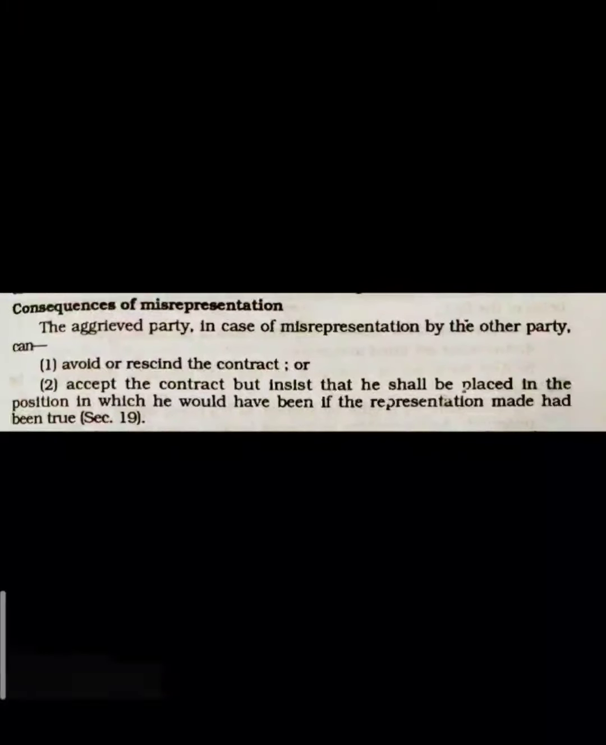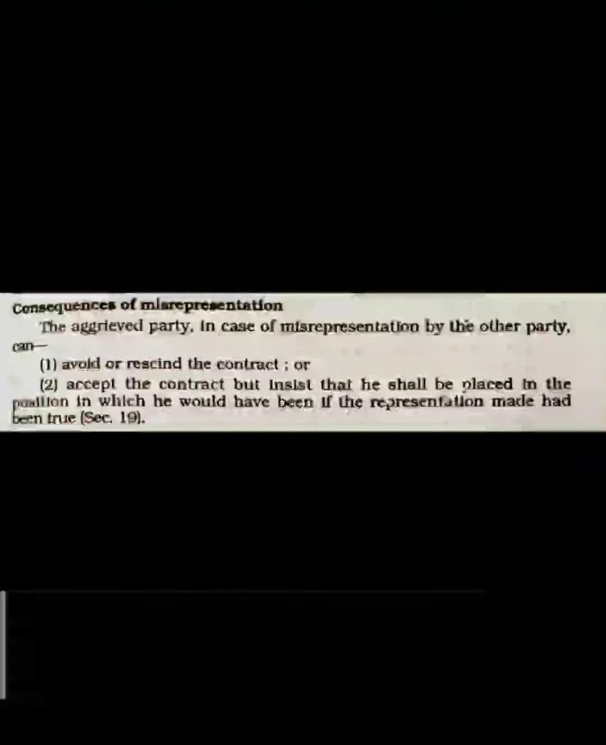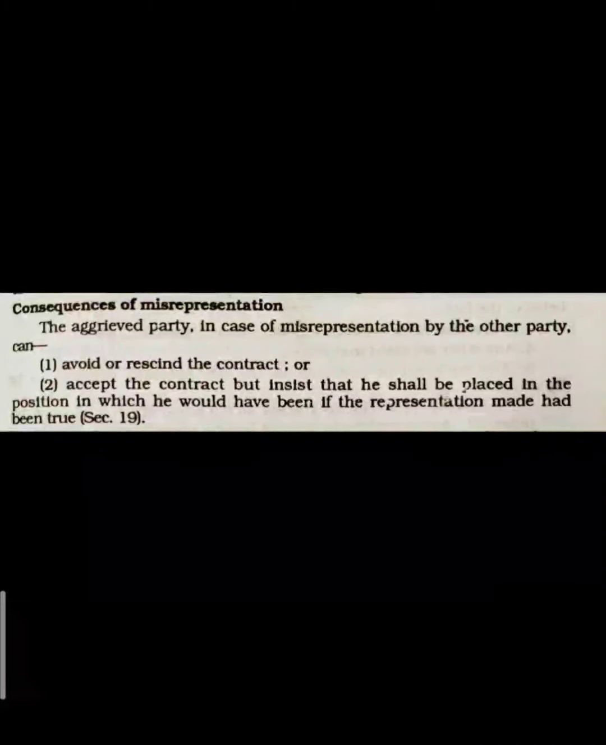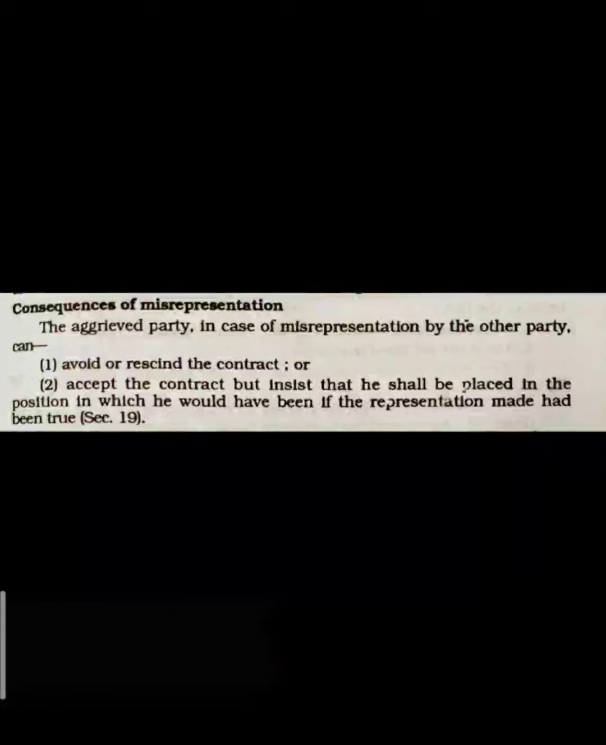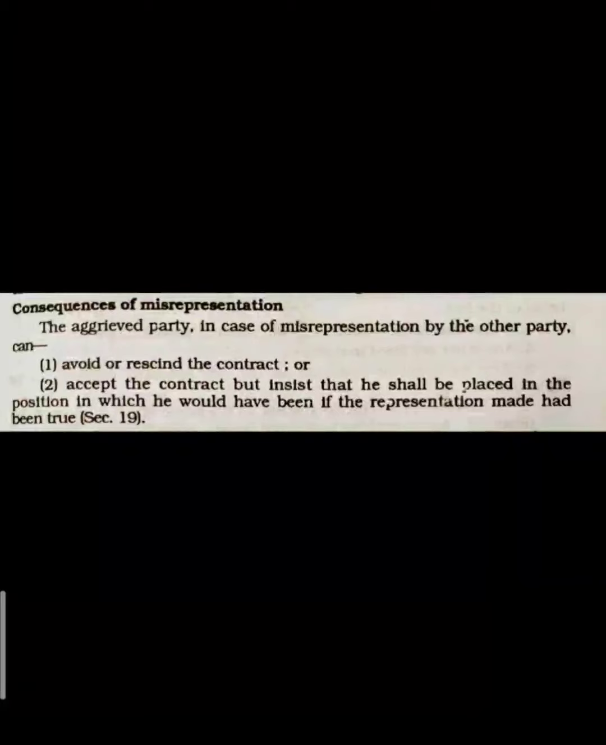In this case of misrepresentation, because this intention to cheat is absent, the wronged party, the party who has been misrepresented, can go to the court and get the contract declared void, okay, and to be restituted, but he can never ask for damages. Why? Because there was no intention to cheat him, okay.